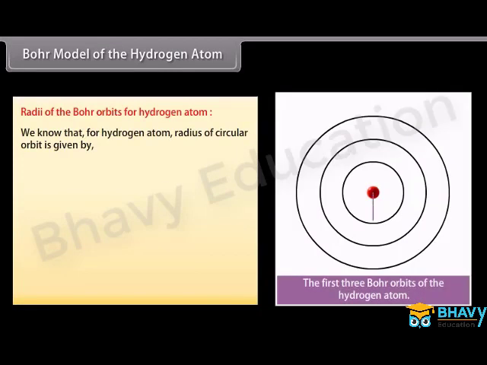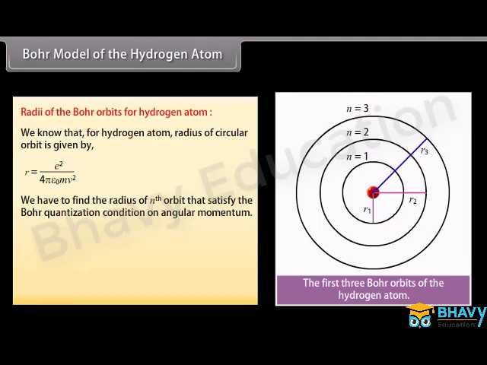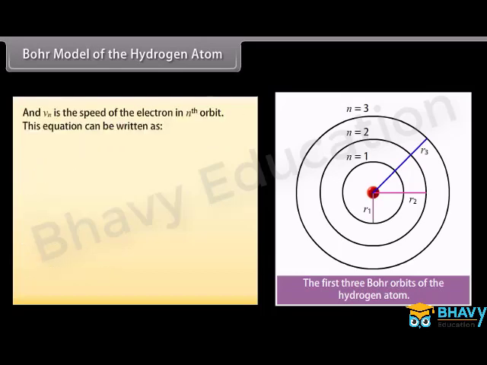We know that for hydrogen atom, the radius of circular orbit is given by e square upon 4 pi epsilon naught mv square. We have to find the radius of nth orbit that satisfies the Bohr quantization condition on angular momentum. L_n is equal to the product of m, v_n and r_n, which equals nh upon 2 pi, where n is equal to 1, 2, 3 and so on, and v_n is the speed of the electron in nth orbit. This equation can be written as v_n equals nh upon 2 pi m r_n. On comparing the above two equations, we get the expression of velocity and radius of nth orbit.